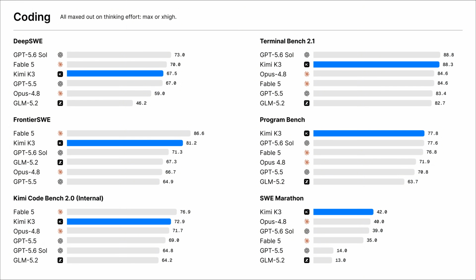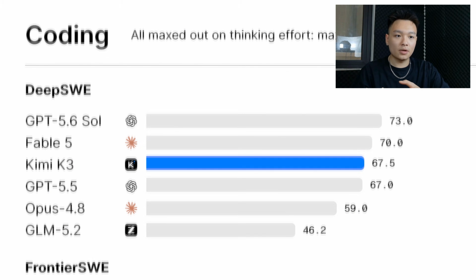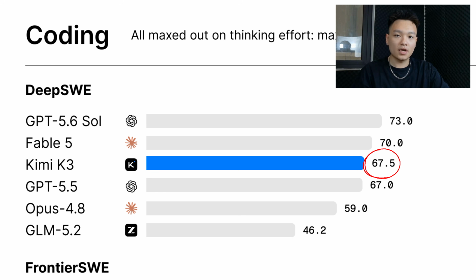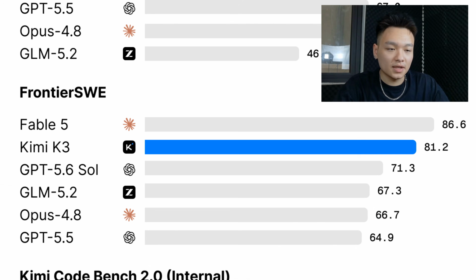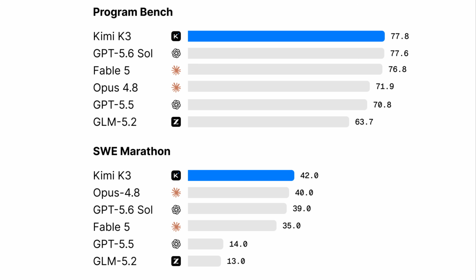On this coding benchmark chart, Kimi is not sitting somewhere in the middle. It's right next to the strongest models on the list. In Deep SWE, Kimi K3 sits behind GPT 5.6 Sol and Fable 5. Then in Frontier SWE, it jumps to second place, only behind Fable 5. The right side of the chart is where things get more interesting.